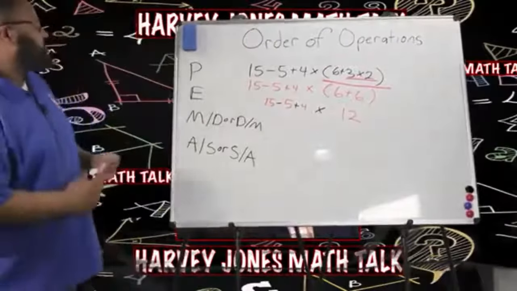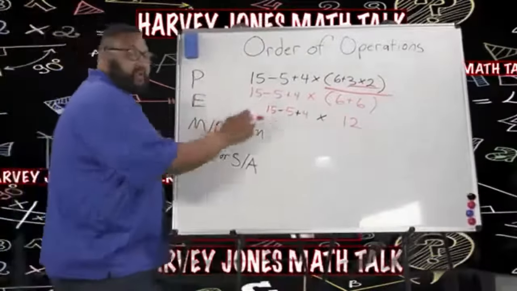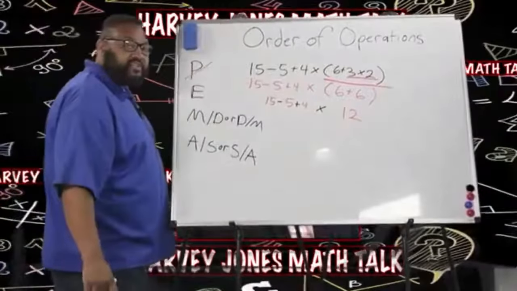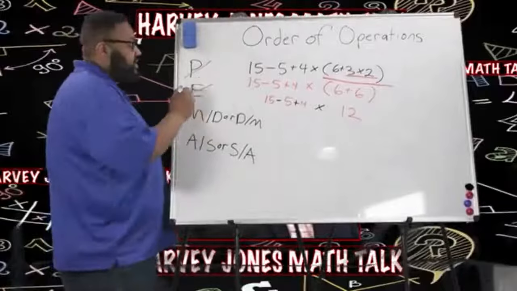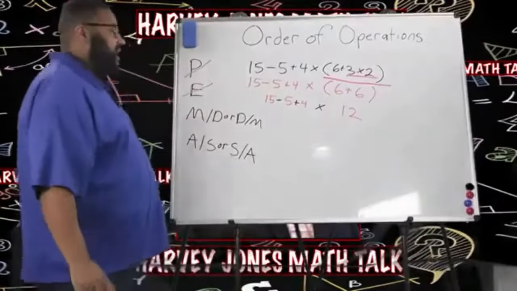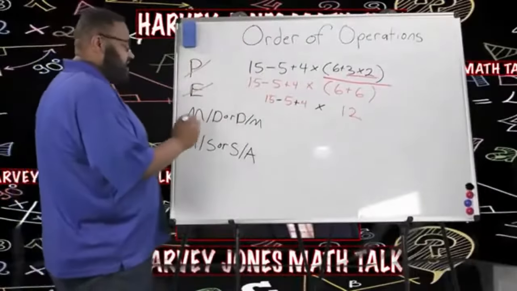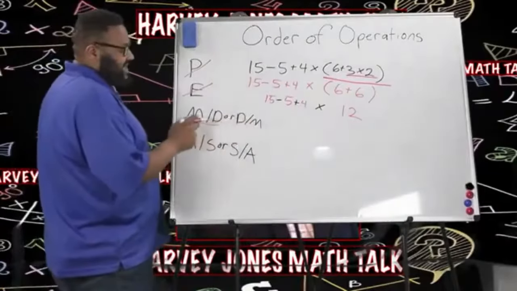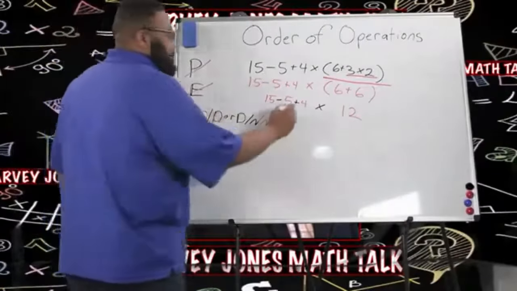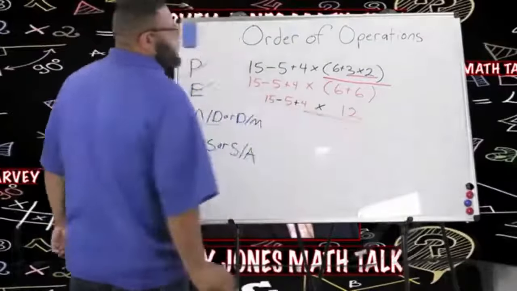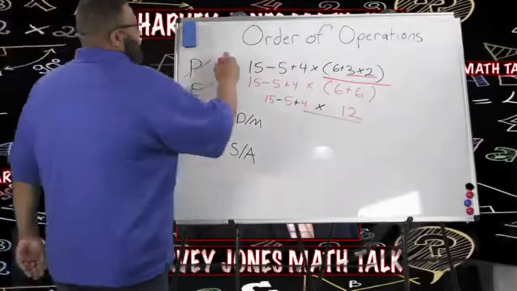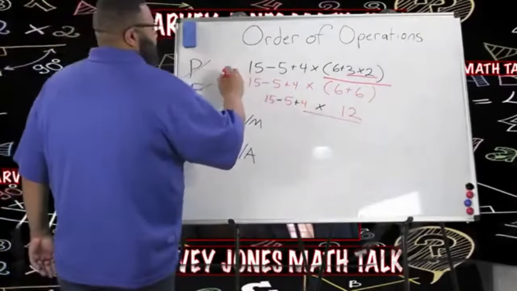All right, let me do my checklist real quick. Are there any more parentheses? No. Are there any exponents? No. Do I have multiplication, division? Yes, I got multiplication, division, or division, multiplication. No, I just got one multiplication sign. So I'm going to come here. 12 times 4. I know my 12s, I'm going to do it to help me out.